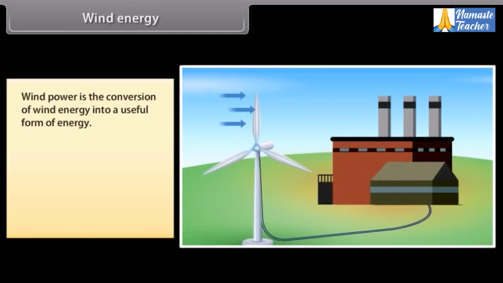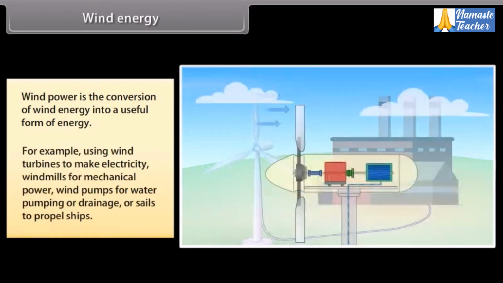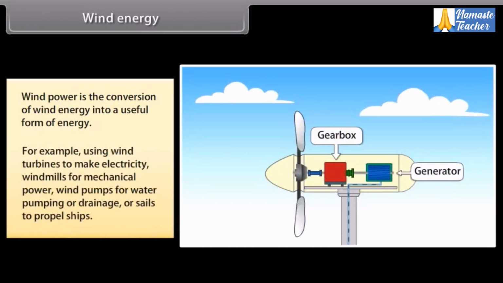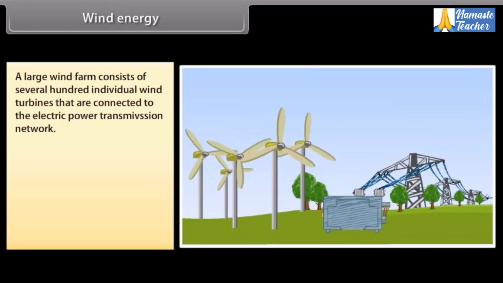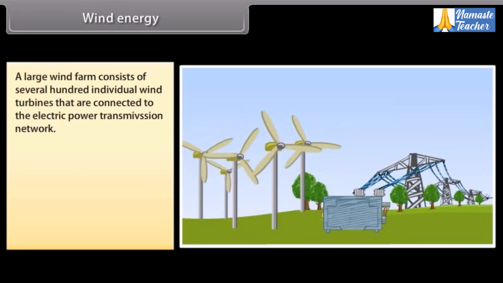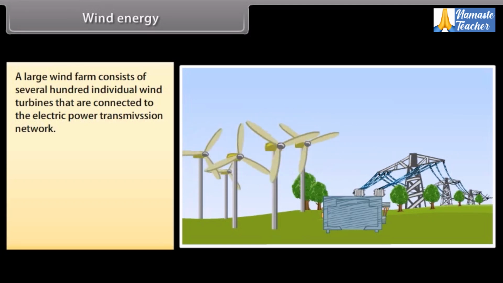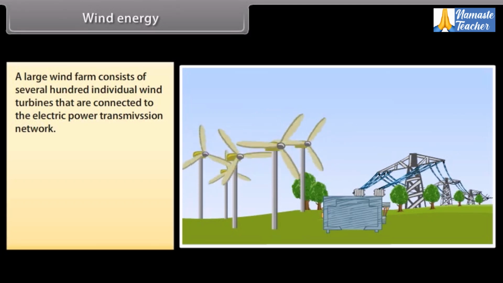Wind energy. Wind power is the conversion of wind energy into a useful form of energy, using wind turbines to make electricity, windmills for mechanical power, wind pumps for water pumping or drainage, or sails to propel ships. A large wind farm consists of several hundred individual wind turbines that are connected to the electric power transmission network.